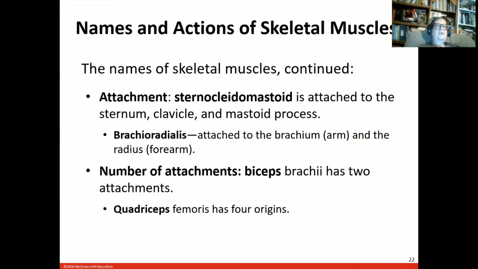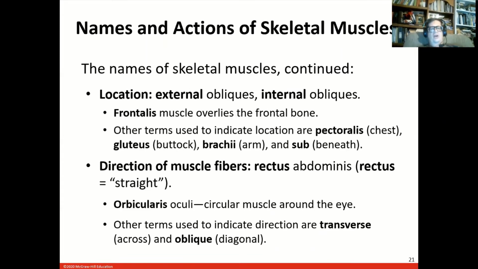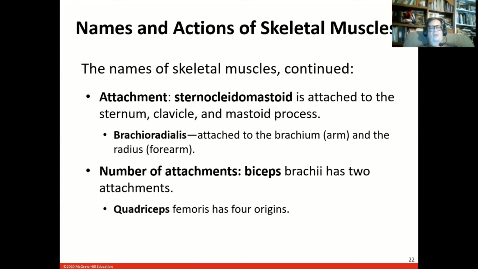Could be based on a number. Here we talk about the quadriceps femoris, 4 origins. Well, actually, the quadriceps femoris is not usually thought of as one muscle, like the rectus abdominis they talk about. The rectus femoris is one of the muscles of the quadriceps. But anyway, moving on. Yeah, you got 4 heads. They're all helping to extend the knee.